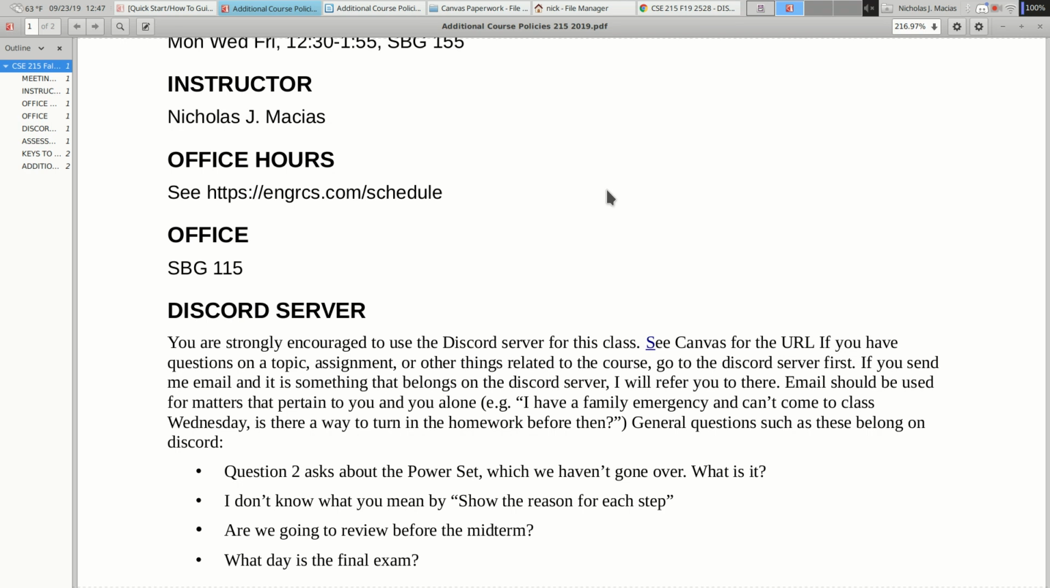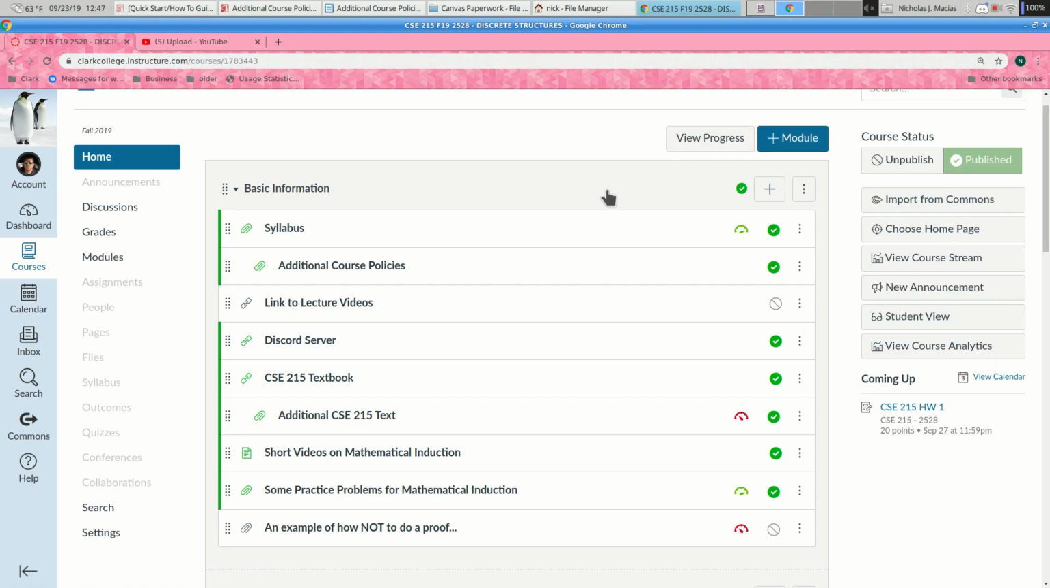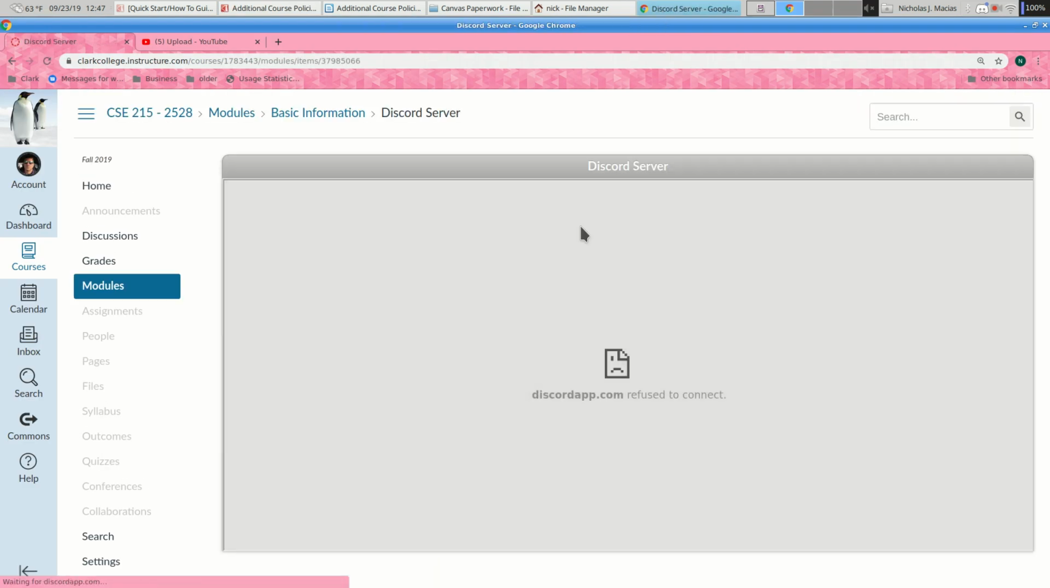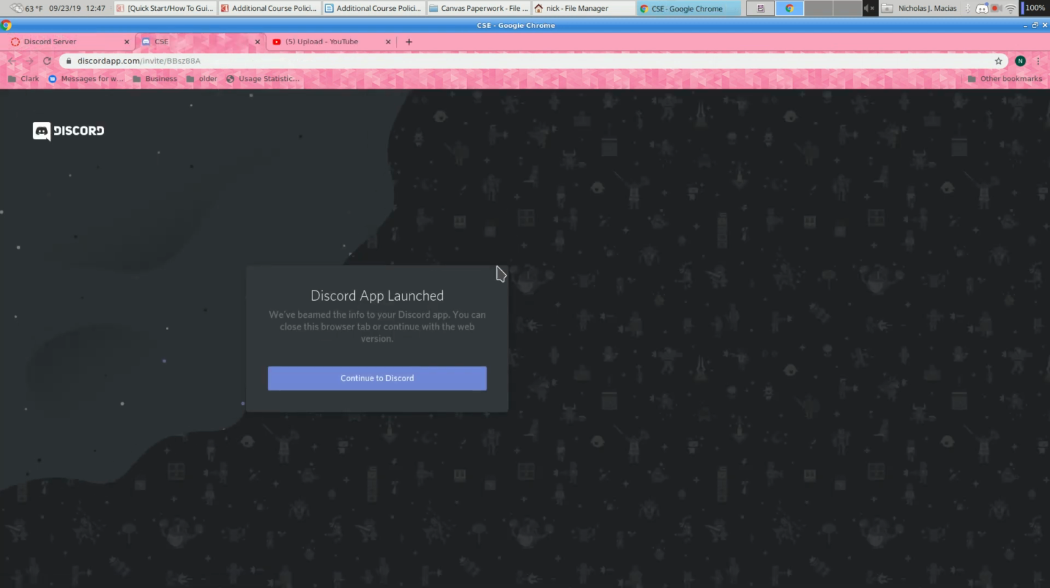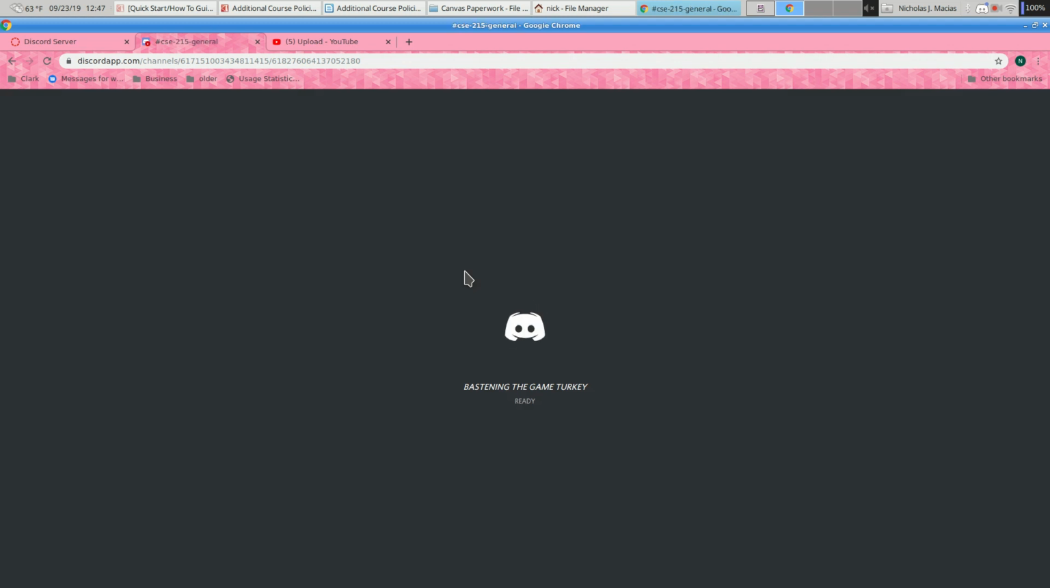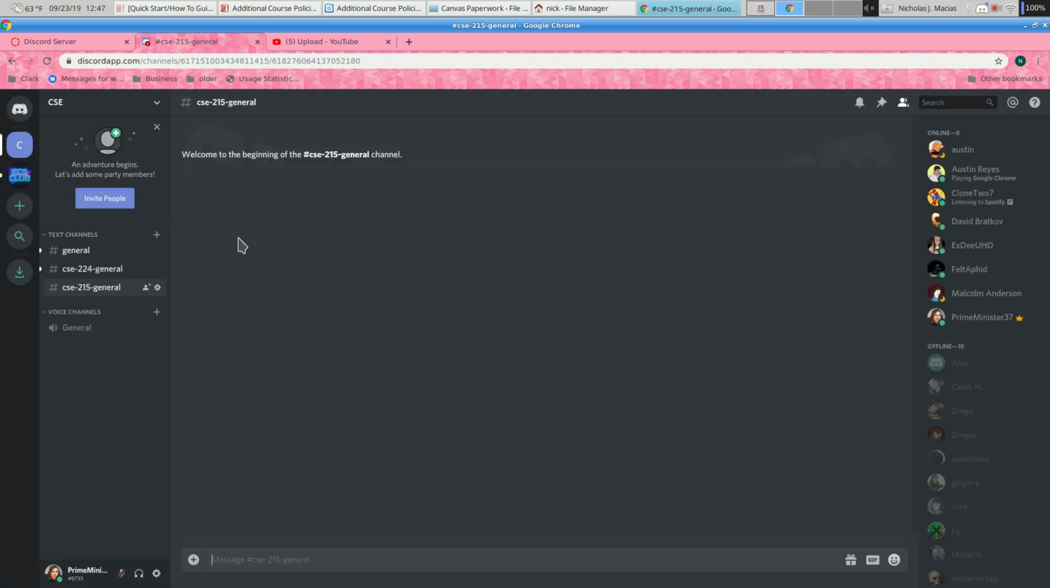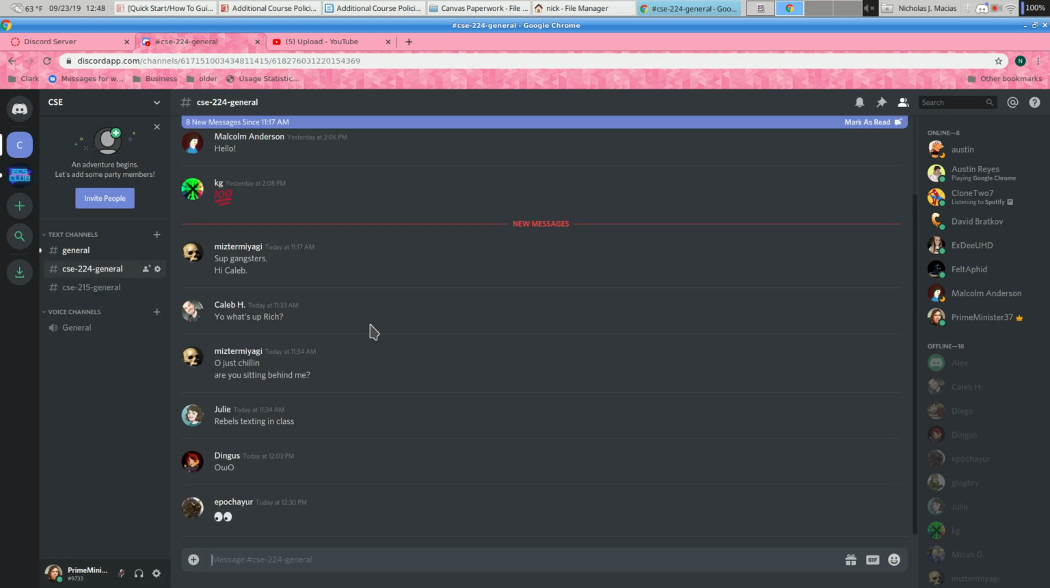Can you explain what the word Discord means? I don't know why it's called that, but if you click through on here, and Canvas won't open it, just click through to an external link. It's basically a chat thing, so if you have it installed, it'll do one thing. If you're running it from the web, it'll do something else. If you have it on your phone, it'll do something else. But basically it brings up, welcome to the beginning of the CSE 215 general channel. For 224, people got chatty, and people are posting comments to each other. But yeah, Julie's a rebel, texting in class.